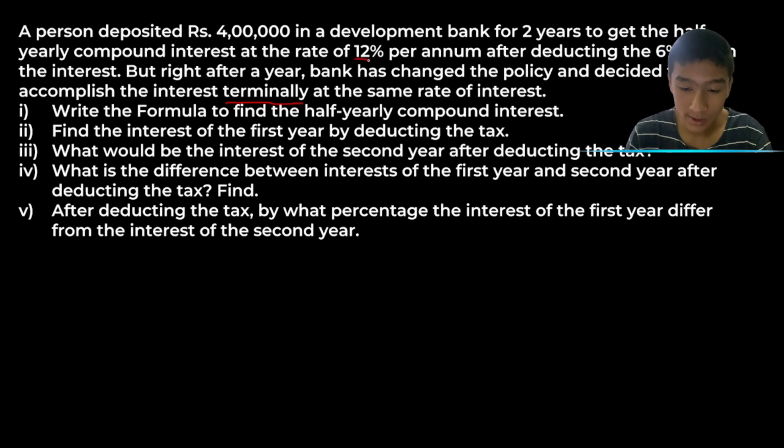This 12% is the rate, 2 years is the time, and rupees 4 lakhs is the principal. So for the first year, the bank charges half-yearly compound interest. After deducting the tax, he gets the interest. But after a year, the bank changed its policy and decided to accumulate the interest quarterly, which means after a year, the bank decided to pay the interest quarterly.